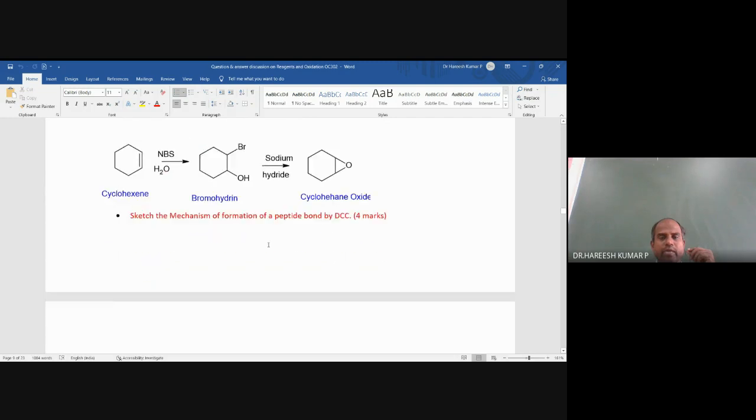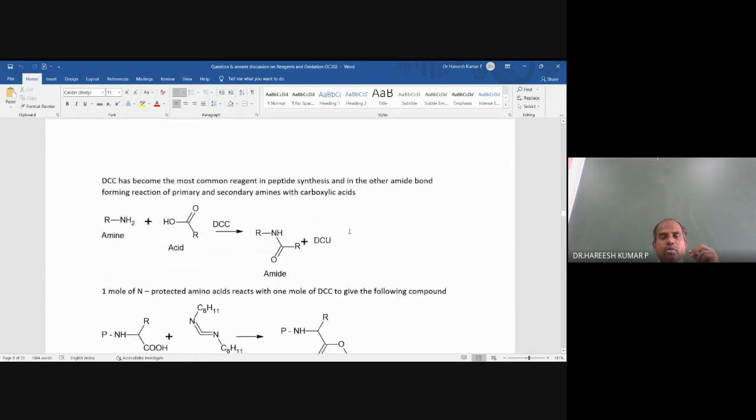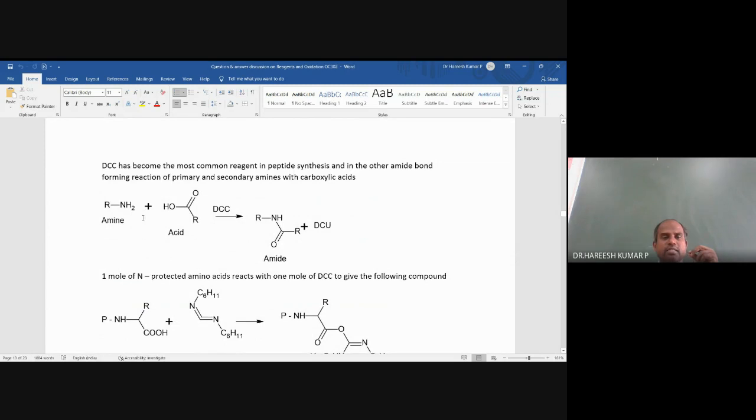So now I will take one more question. Sketch the mechanism of formation of peptide bond by DCC. I think you know that DCC is dicyclohexyl carbodiimide. It will act as a dehydrating agent. That means it removes H2O. How will it remove? You can observe that this is an acid, this is an amine. So H from here, OH from here, and there will be a new bond formation between this nitrogen and this carbon. So what it means?